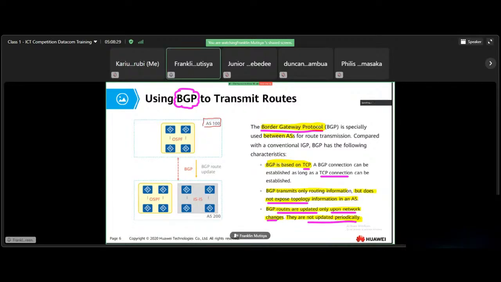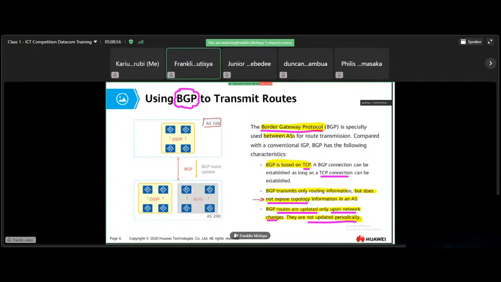Another thing about BGP is that it provides security in that it doesn't expose the topology of a given organization's network, or rather the topology of a given autonomous system. So for example, Airtel and Safaricom are connected because we want to have that kind of interaction. So we have Airtel users, we have Safaricom users, and they all communicate with each other.